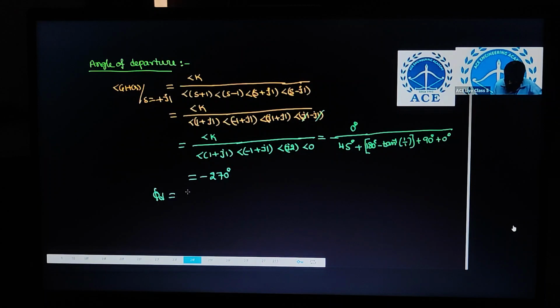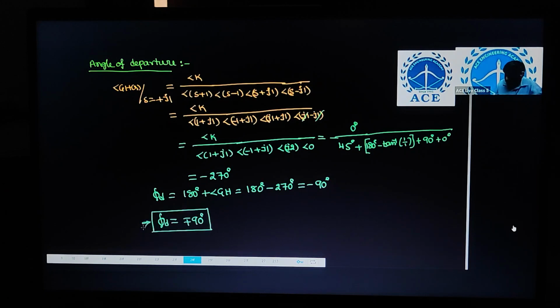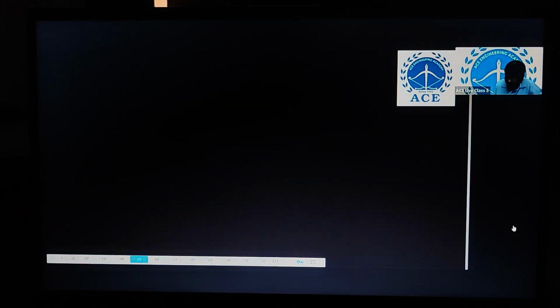Then angle of departure equal to 180 plus angle of GH, so 180 minus 270, that equals minus 90. So phi d is minus 90 degrees for this pole, and plus 90 degrees for the other. Right. Now draw the root locus diagram.